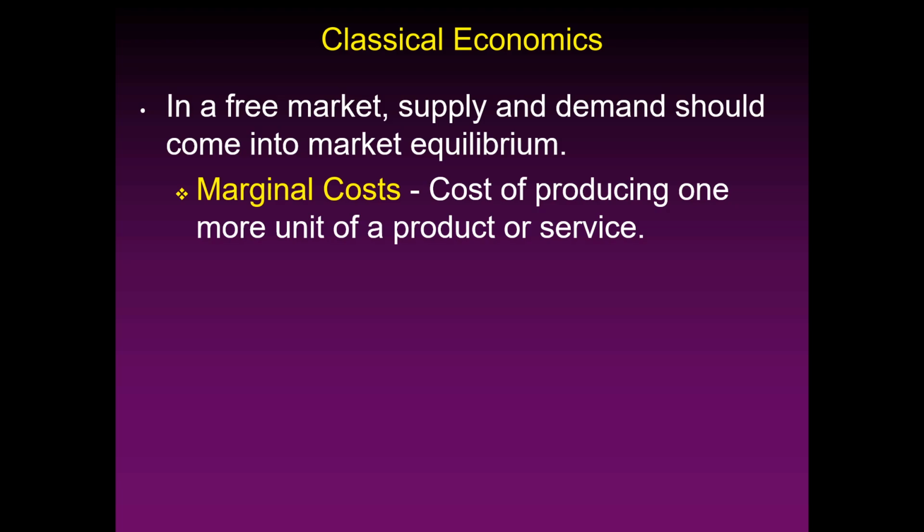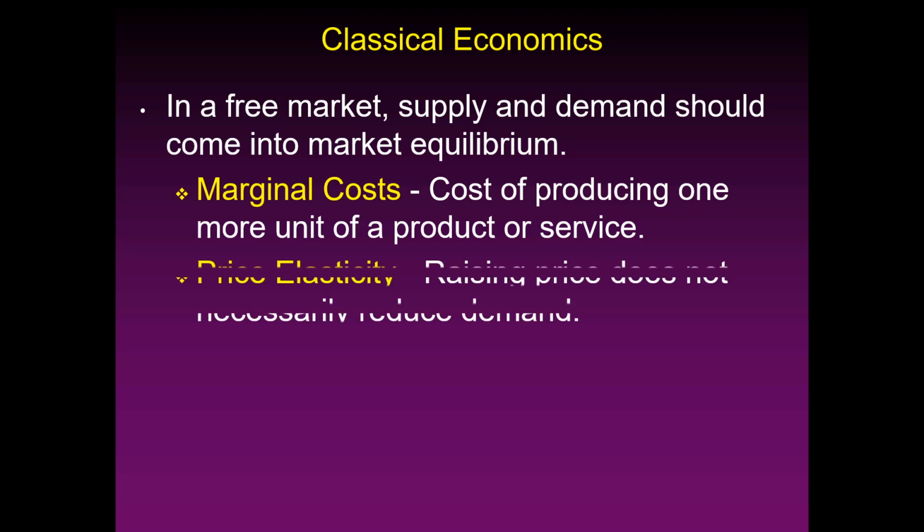So marginal cost is the cost of producing one more unit for a product or service. All right, so if you have 1 million to produce 1,000,001. Price elasticity is that raising price does not necessarily reduce demand.